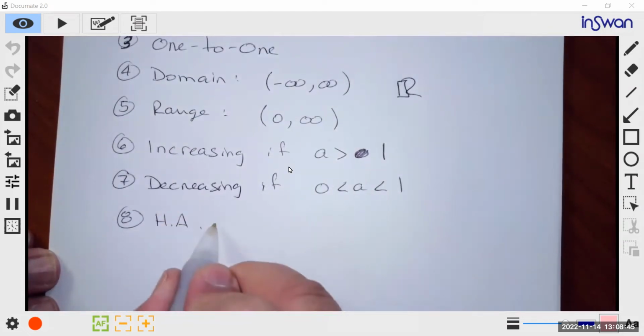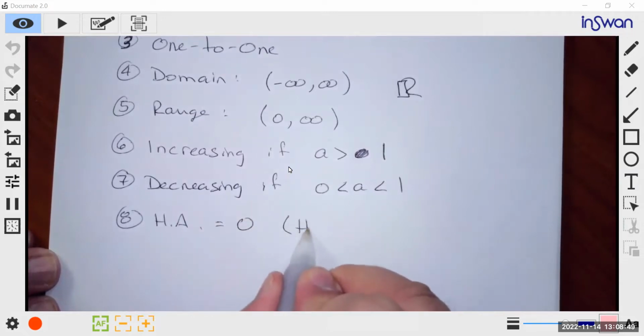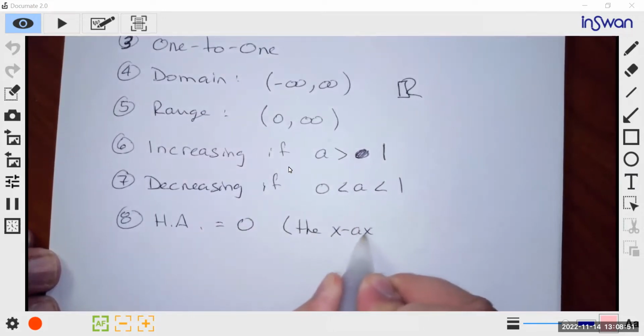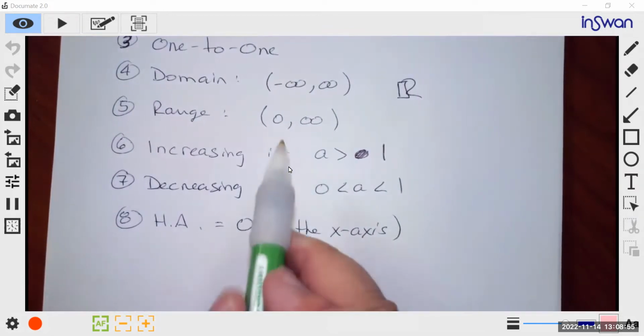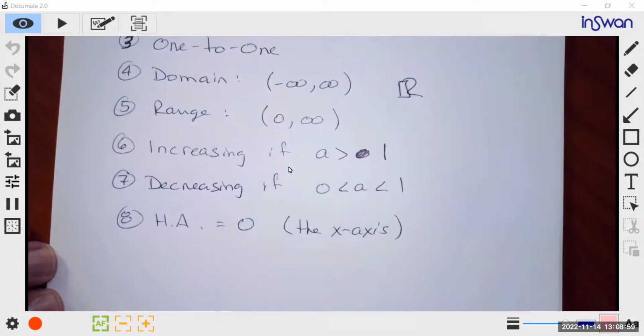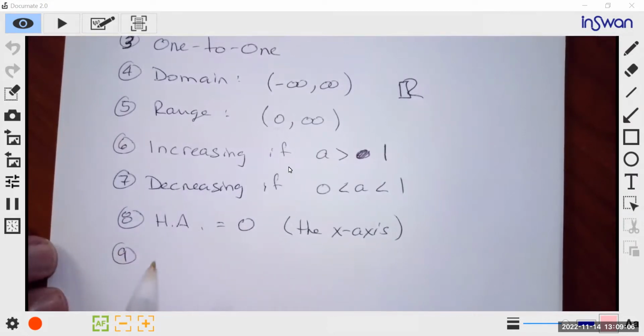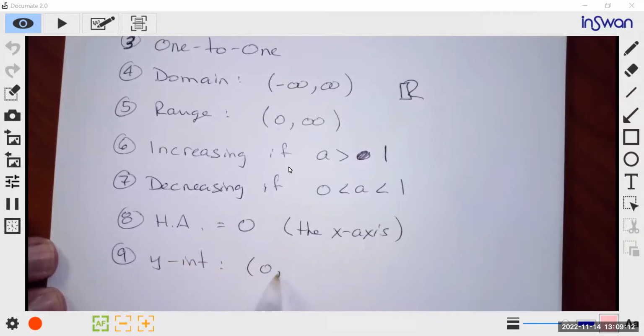The horizontal asymptote equals 0, the x-axis. That's why I said the range has to be above 0. It can never cross the x-axis. The horizontal axis, you never touch it or cross it. And then the y-intercept is always at (0, 1).